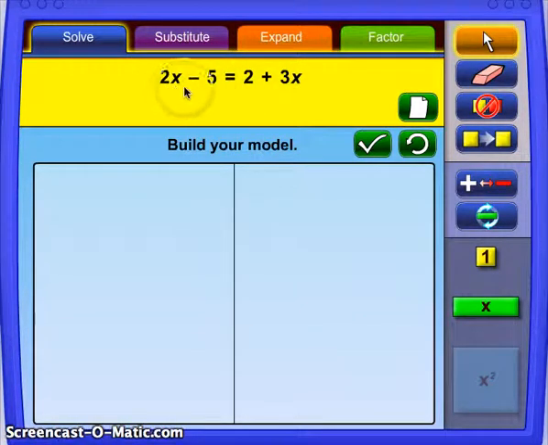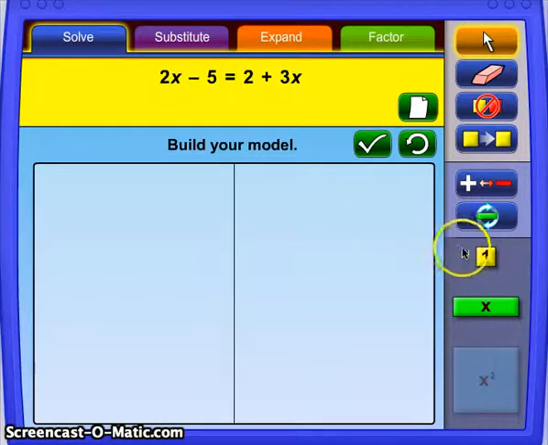We have 2x minus 5 equals 2 plus 3x. So this left side of the equation here, we're going to build our model on this left side, and the right side of the equation, we're going to build the model and represent it on the right side. So let's start with 2x minus 5.